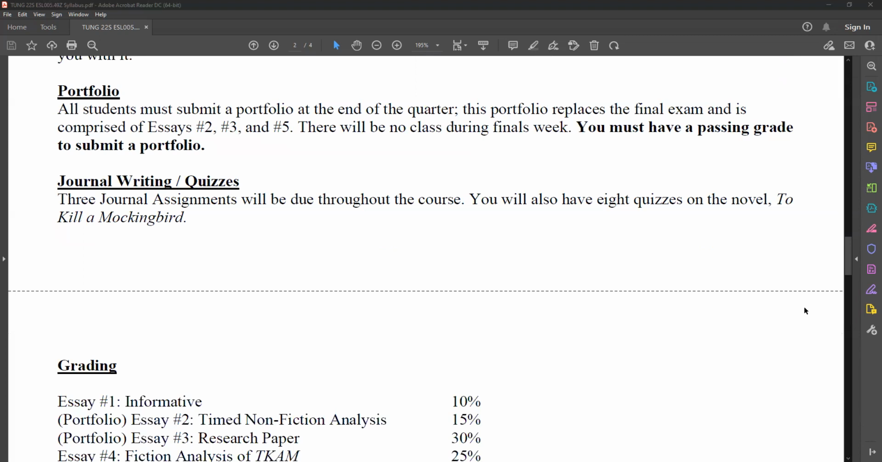Portfolio, we'll talk more details throughout the class, but all students must submit a portfolio at the end of the quarter. This portfolio replaces the final exam and includes essays 2, 3, and 5. We will not be meeting during finals week, so that's it. Your portfolio is your final. And then you must have a passing grade to submit a portfolio, a C or higher. And that's, again, just like 273.